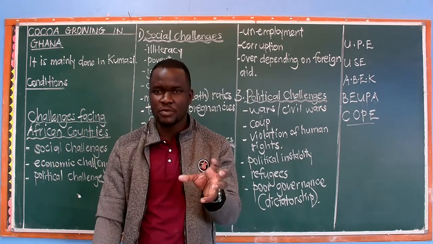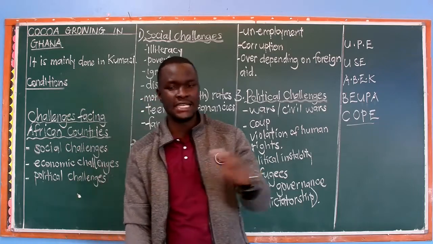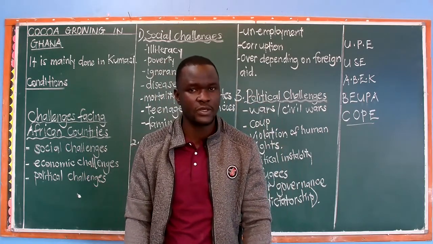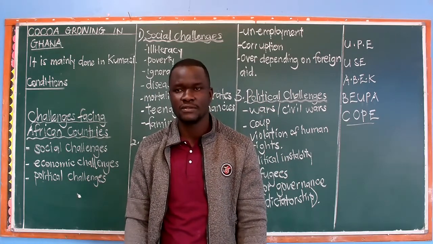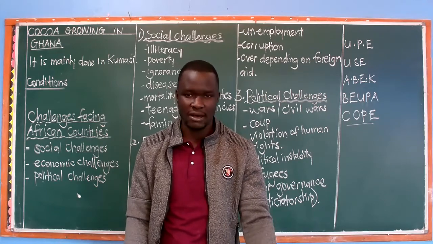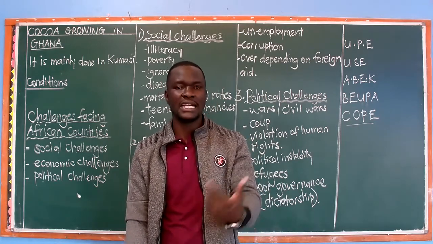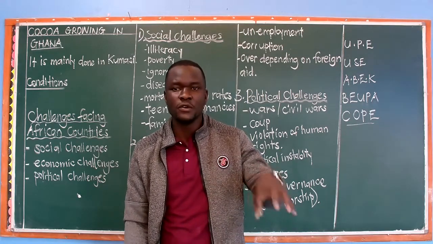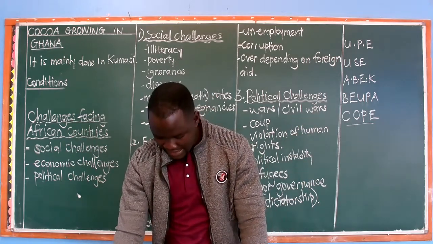Sometimes people, after harvesting, they end up selling everything. They forget that they will need again some food in the nearby future. At the end of it all, they sold the food, they wasted the money, and now they don't have what to eat. That is why the government is always encouraging people to have what we call food security, keeping food for future use. So that is another cause.